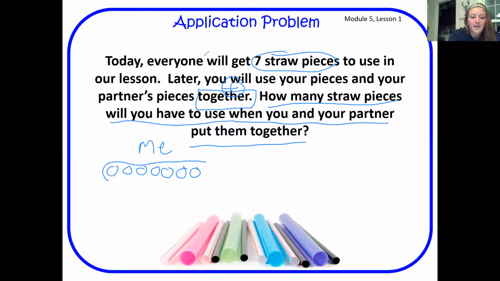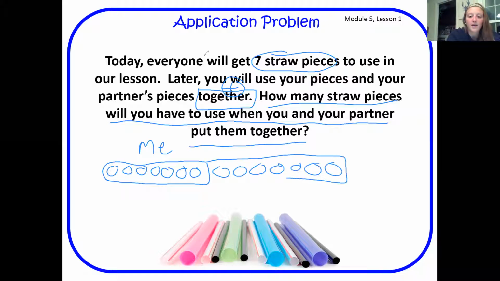So I'm going to make this into a tape diagram. 1, 2, 3, 4, 5, 6, 7. Okay, and I'm going to make this tape diagram, and this is going to be a P for my partner. Under here, I'm going to put my 7 and my 7. Okay. So I know my 2 parts. Now I need to know how many straw pieces you will have to use when you and your partner put them together. Oh, well, I just need to add them, right?